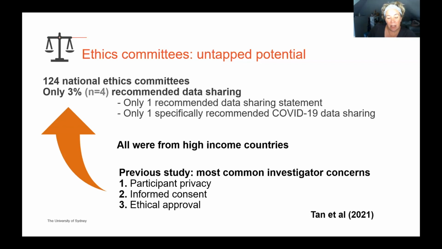From another study that we did, we revealed that the main concerns from investigators, from the trialists themselves, were that they didn't want to do anything untoward that would impact patient privacy. They weren't sure how to incorporate data sharing for other causes down the line that they couldn't imagine yet into the informed consent process. And they were very worried that by trying to build in the sharing of data, they may compromise getting their ethics approved in a timely way. So those are the barriers perceived by the trialists.